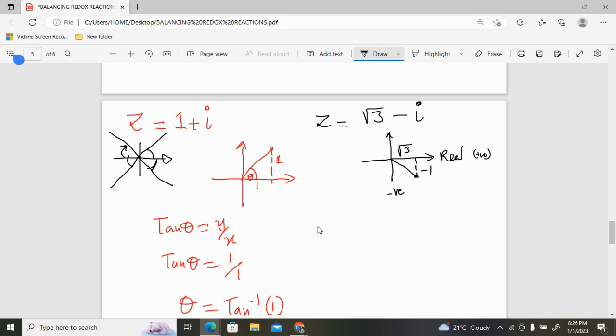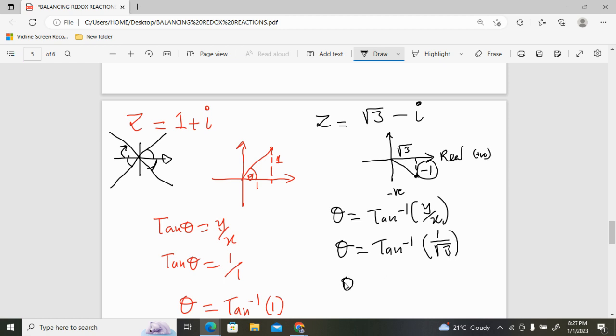So to be able to find the argument, I'll pick it from this point. Theta is equal to tan inverse of y divided by x. It is the same as saying tan theta is y over x. I've just taken the tan to the other side. So here we have theta equal to tan inverse of the y value, which is negative 1, but I'll just take a positive 1, over the x value. The x value is the square root of 3.